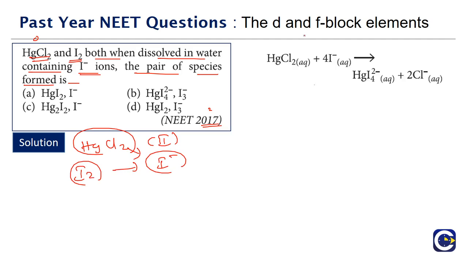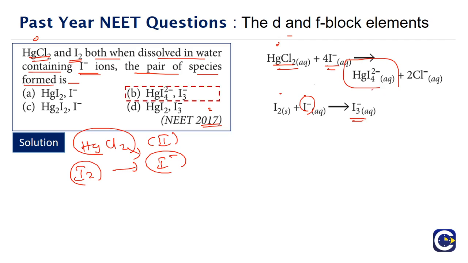So if you look at HgCl2, when it is dissolved in a solution containing I minus ions, it will form tetraiodide mercurate ion, HgI4 2 minus. And similarly, the I2 will combine with the I minus ions to form I3 minus. So the species that we will be able to observe is HgI4 2 minus and I3 minus ions. So these are the species that we will be able to find in the respective solution.